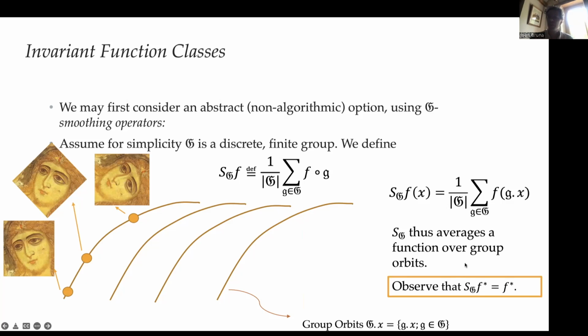Nothing changes, right? So a function that is constant along the orbits, if I do the average, nothing changes. Okay? So now let's try to build on this observation.